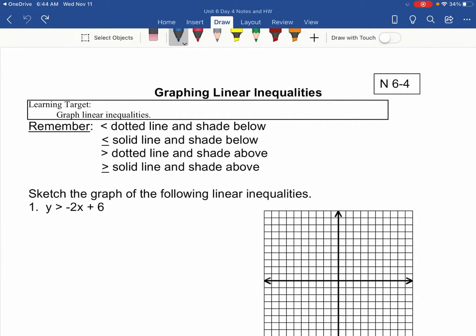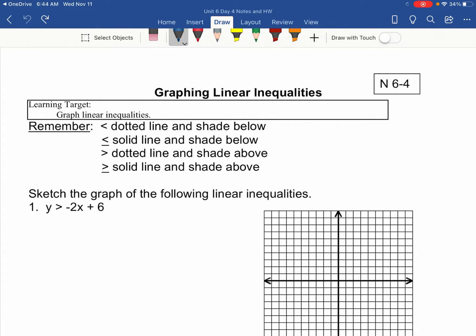Hey guys, today we're going to talk about the notes for 6.4. So the title is Graphing Linear Inequalities. By the end of today, you should know how to graph a linear inequality. Okay, so just some things to remember.